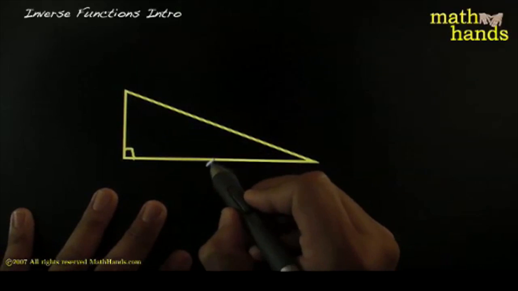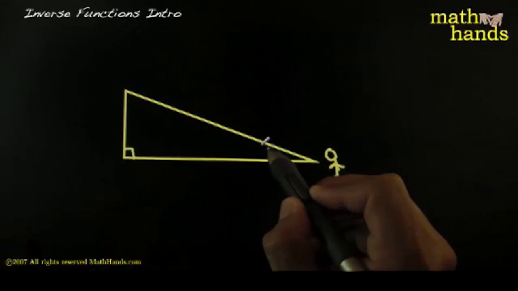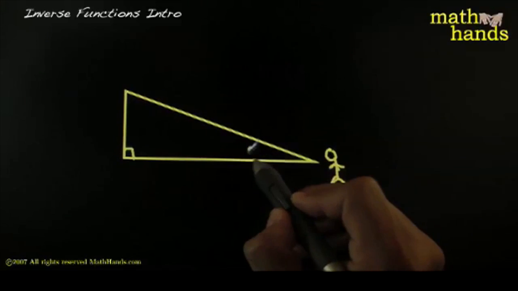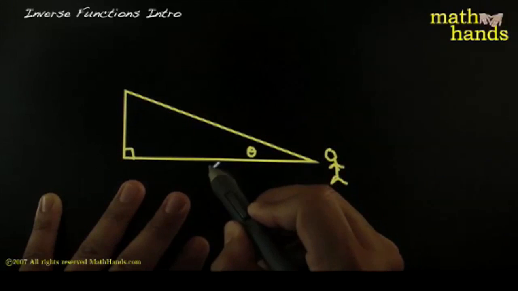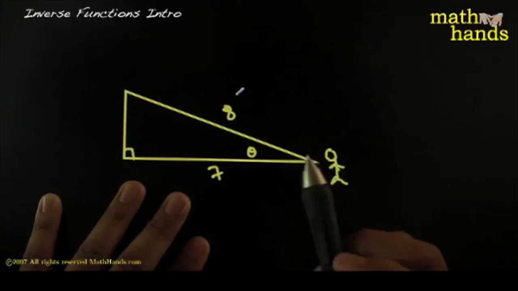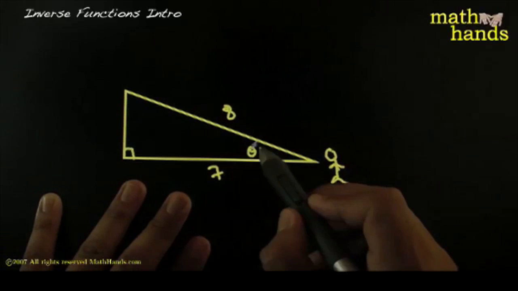So what if you're standing here now, from this point of view, and this is theta, and suppose the side next to you is 7 and the other one is 8. Whoa, you know the ratios now. The question is, how would you figure out theta?